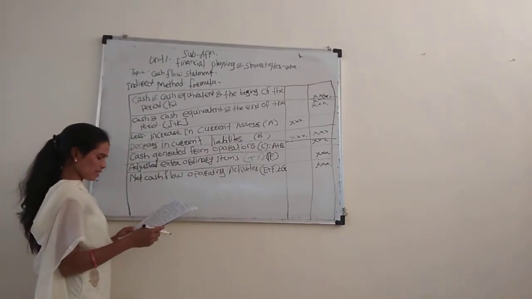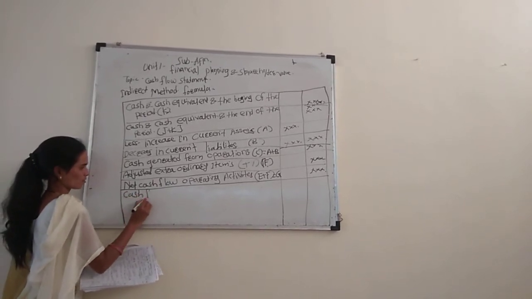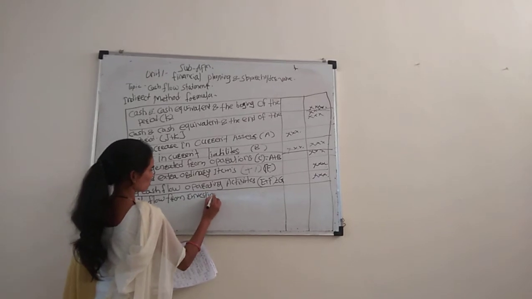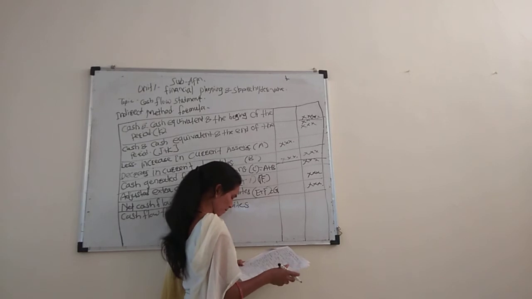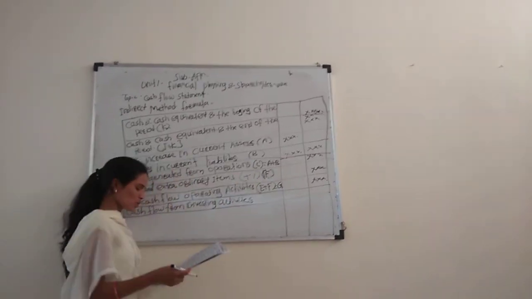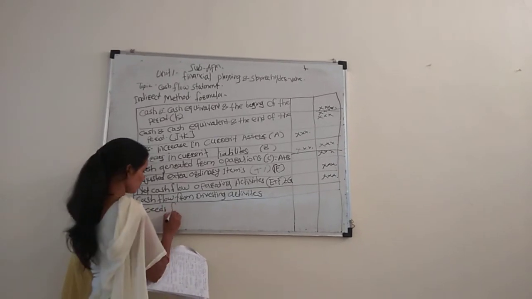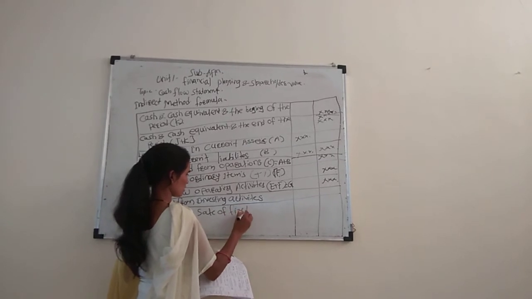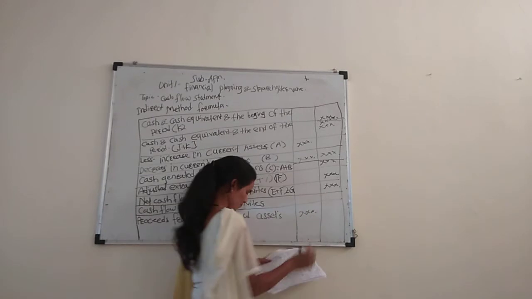And the next one is cash flow from investing activity. So the cash flow from investing activity: proceeds from sale of fixed asset. This amount goes in this column.